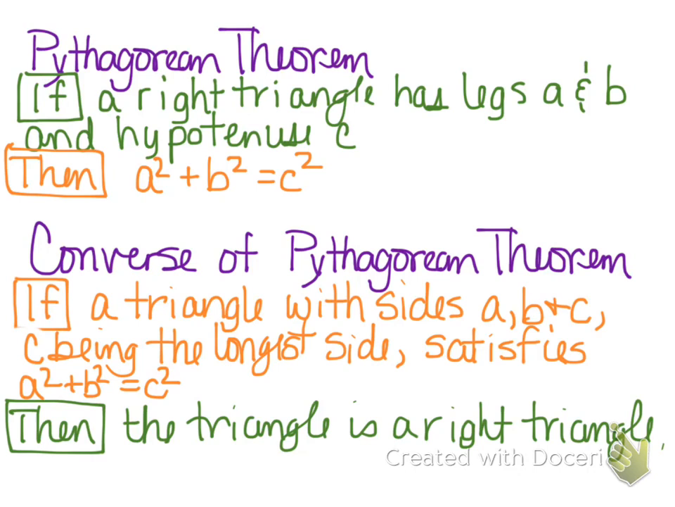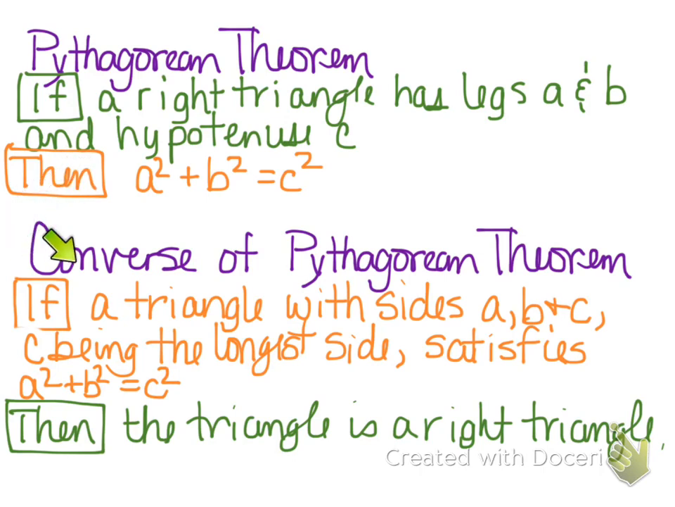So the Pythagorean theorem says that if we have a right triangle and it has legs a and b and hypotenuse c, then a squared plus b squared equals c squared. So if we have this right triangle, then this relationship between the sides of the triangle holds. And that's really important and useful because if we're missing one of the lengths, we can solve for it. Okay, so we've done that.